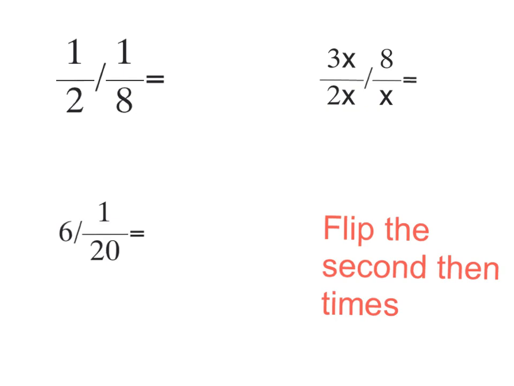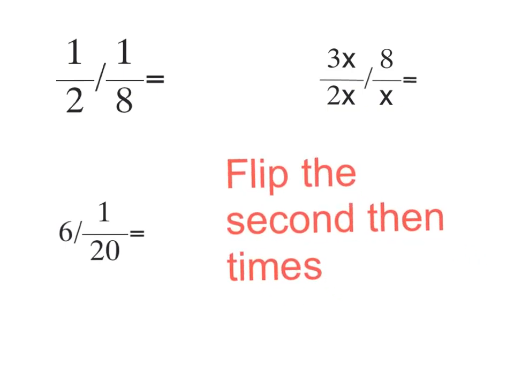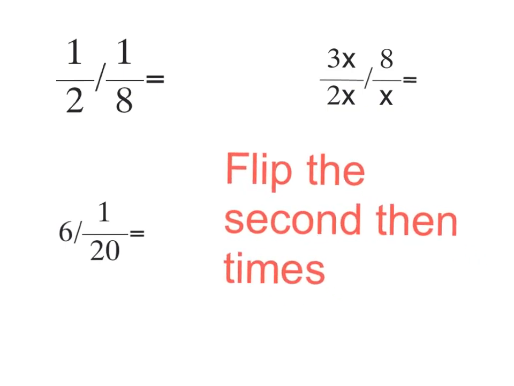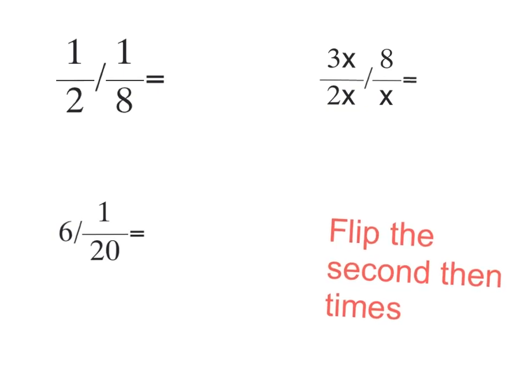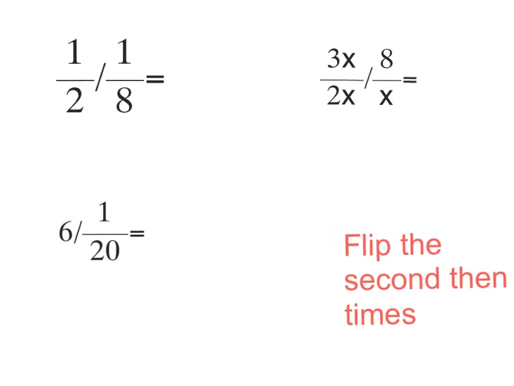Right, we're going to look at division. Down the red corner here we've got the rule: flip the second, then times. Now that's about as simple as you can write it, but let's see how this works. On this style, this is the sign for division using this.